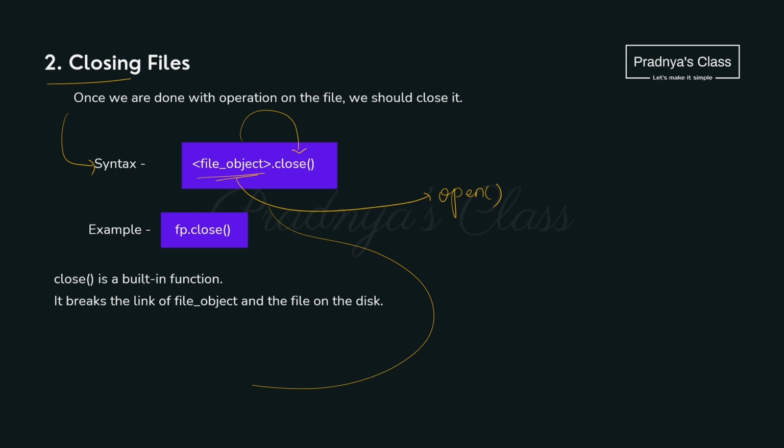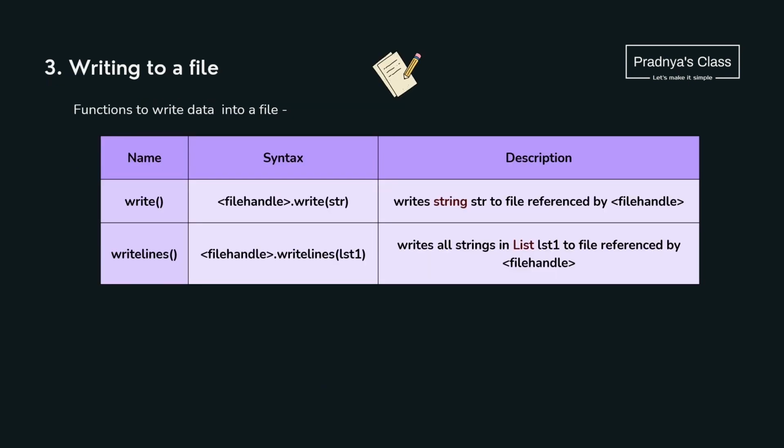With this file object, we create the link between the file object and the file on the disk, and we need to break that link with the close function. Now the third operation is writing to a file. To write data to the file, there are two functions. First is write. Here is the syntax of the write function.